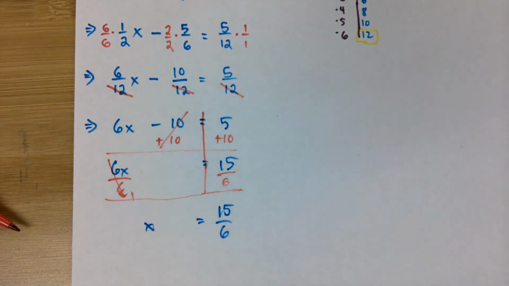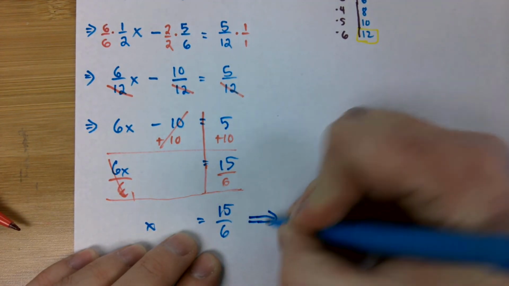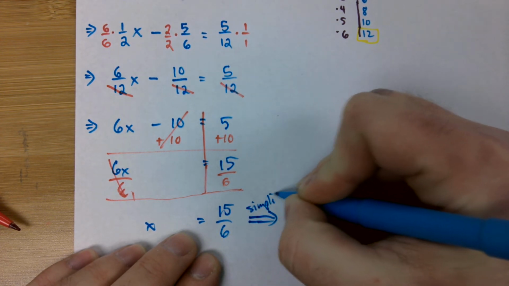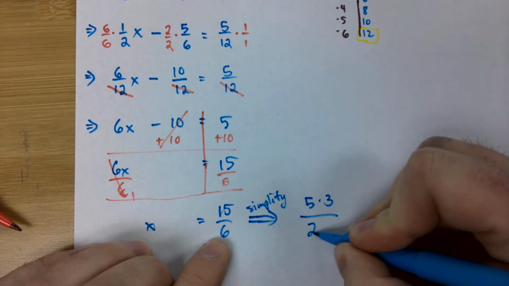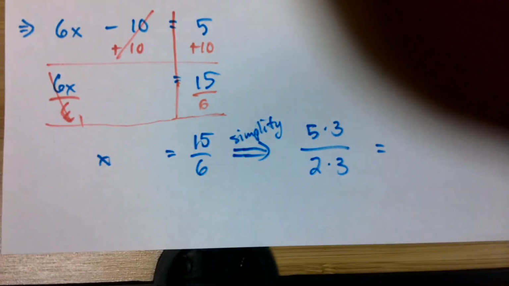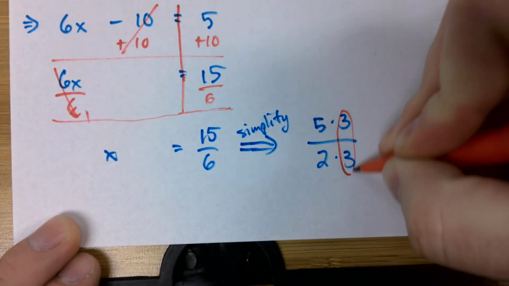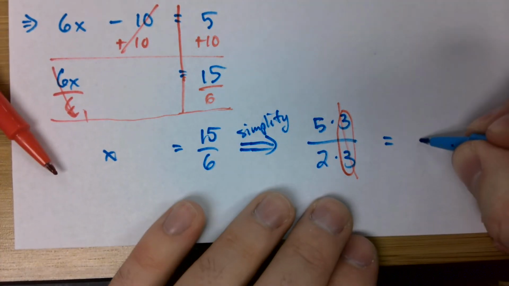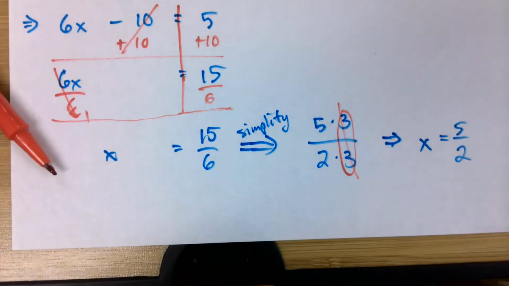Can we simplify 15 over 6 at all? Yeah. I hear some no's, I hear some yes. Well, they're both divisible by 3, right? Forgot 3 was a number. 15 is 5 times 3. 6 is 2 times 3. I'm going to move this down a bit so I can zoom in. 5 over 2. That's right, we cancel these 3's out. And all we're left with is x equals 5 over 2.